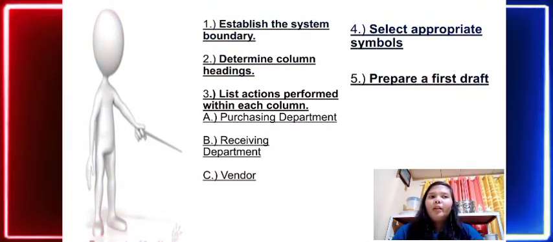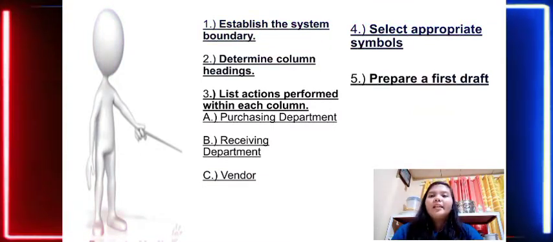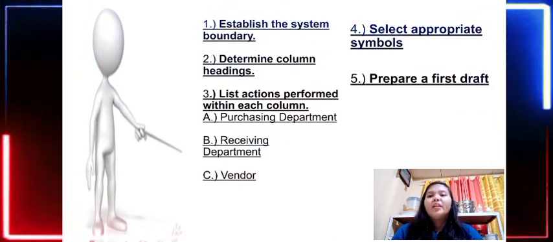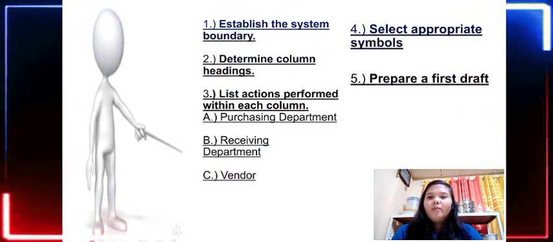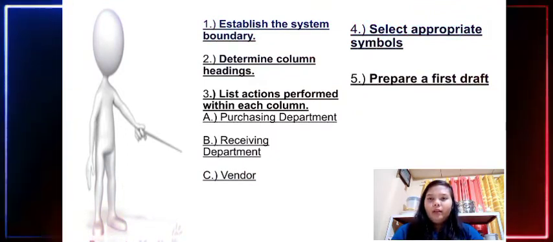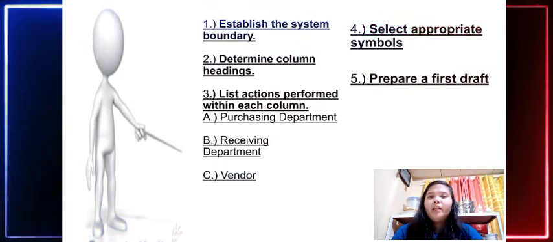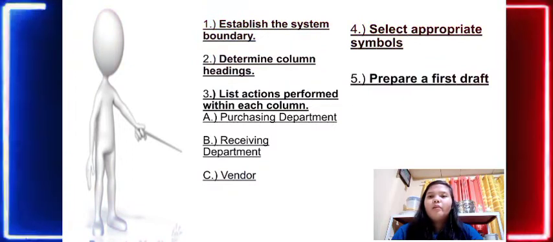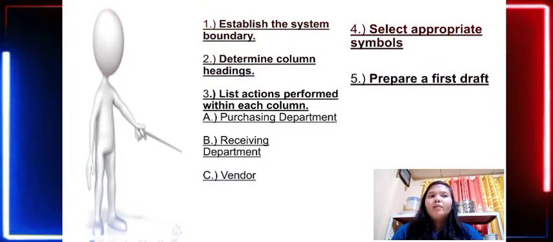Then the second step is to determine column headings. Since we have 3 system boundaries, we will create 3 column headings. The purchasing department will be responsible for handling the purchase order. The receiving department is responsible for receiving the shipped books. The vendor is the publisher from whom Barnes and Noble will buy books.